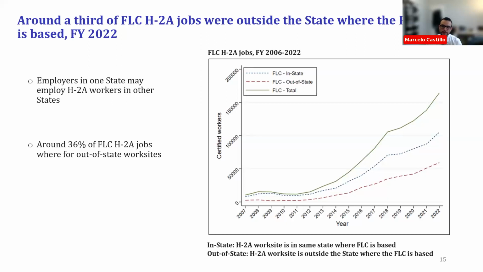So in this figure, I'm showing you the total FLC H2A jobs here in green at the top, which I showed you a few slides back. The blue line here represents FLC H2A jobs in state, and the red line represents FLC jobs out of state. And here we see that both types of FLC jobs are increasing. We can also see that the share of total FLC jobs requested for out-of-state work sites is fairly large. In 2022, for example, around 36% of FLC H-2A employment was destined for farms out of state. So over 1/3 of all the jobs that FLCs are asking for are going to farms outside of the state in which they're based.